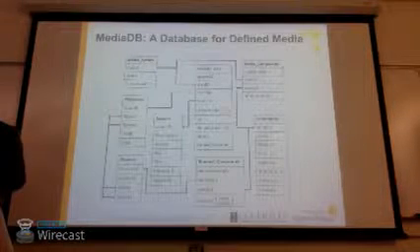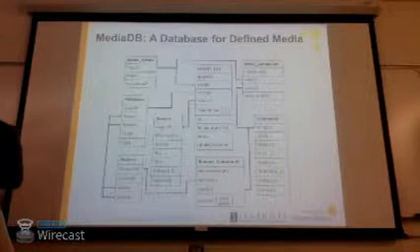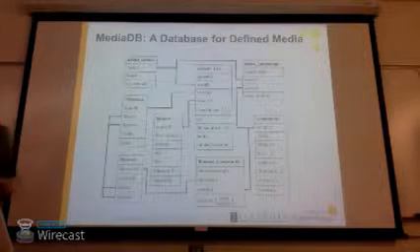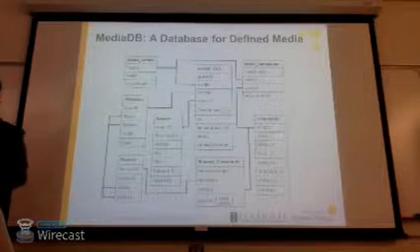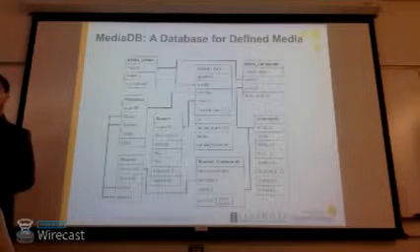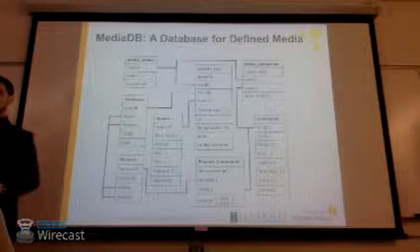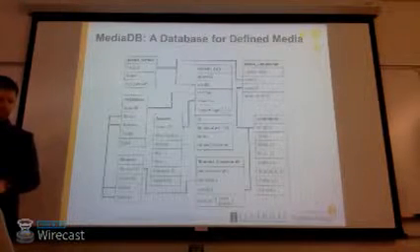Now, defined has a special meaning here, so I'd like to define defined for you, if you will. When I say defined, what I mean is that all the chemicals in the media have known compositions. So a good example is sodium chloride. I know it's one atom of sodium, one atom of chloride.